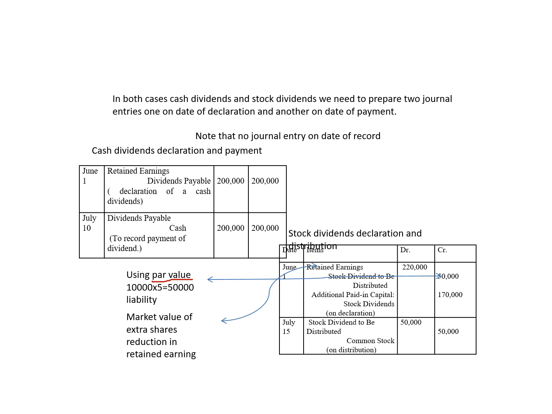On date of payment, we have stock dividends to be distributed debited. It was the liability on the credit side on date of declaration. On date of payment, it's debited to close the liability. That's on distribution. And credit, common stock capital. Now these extra shares were issued as capital, as issued capital.